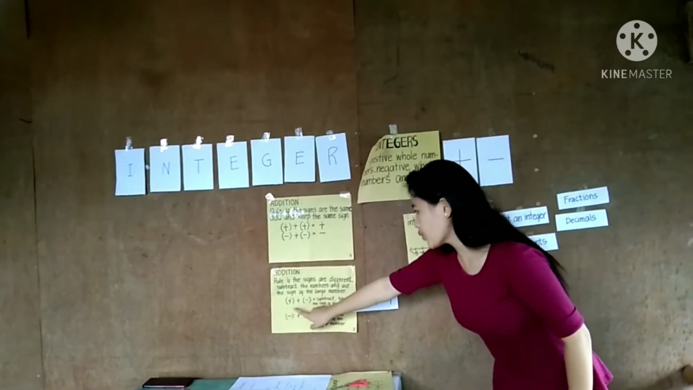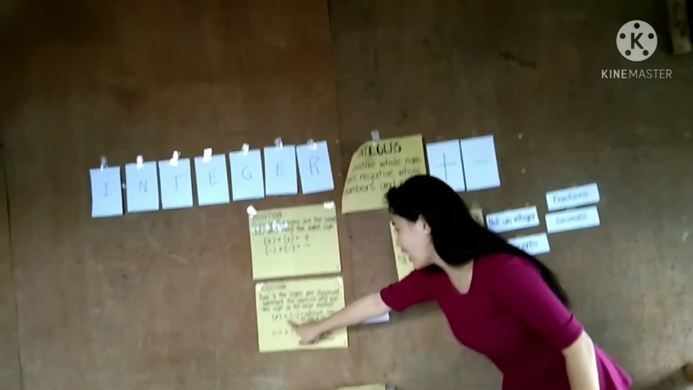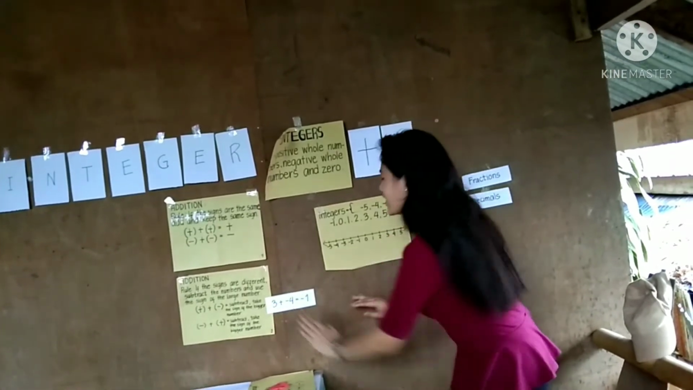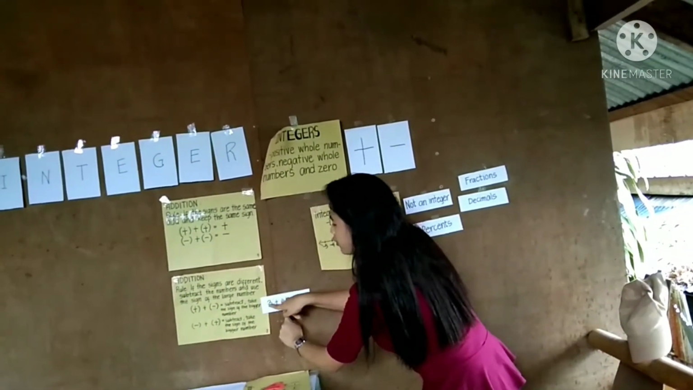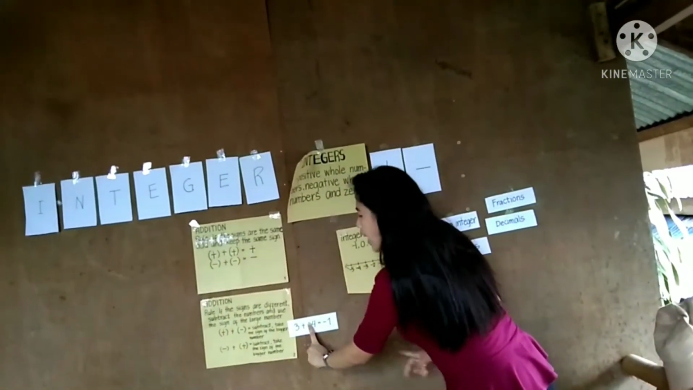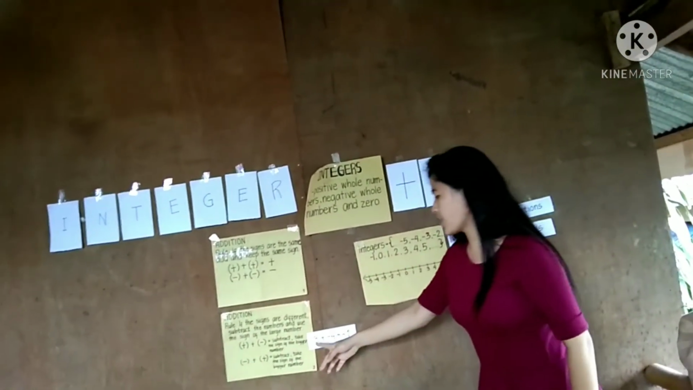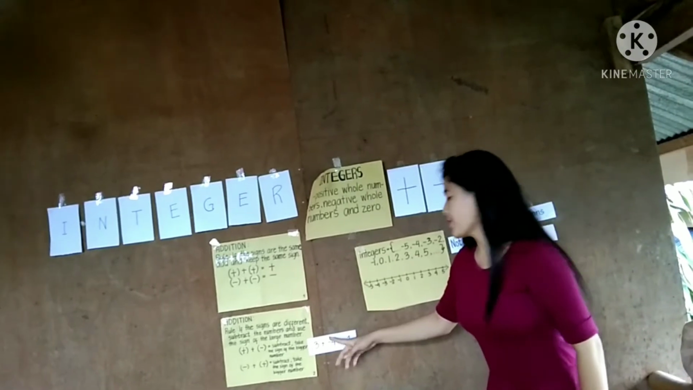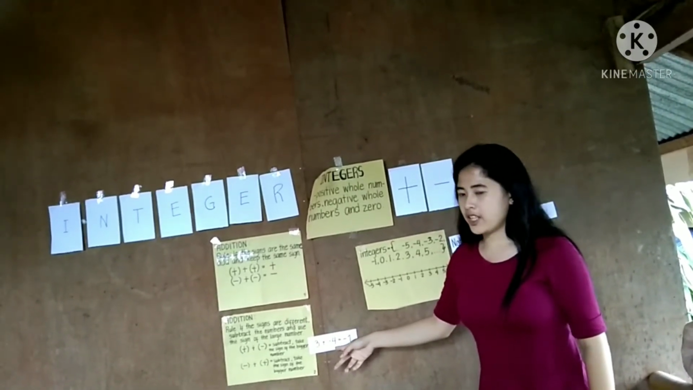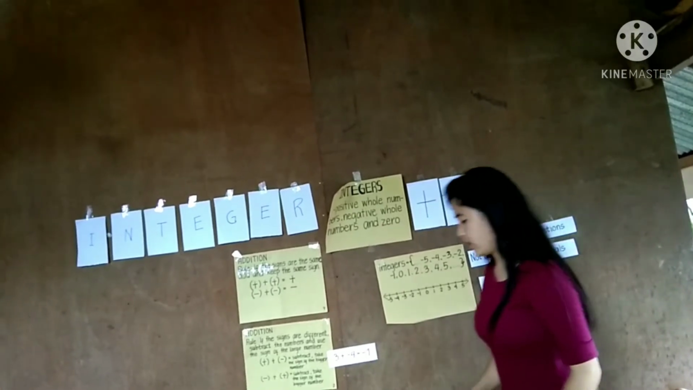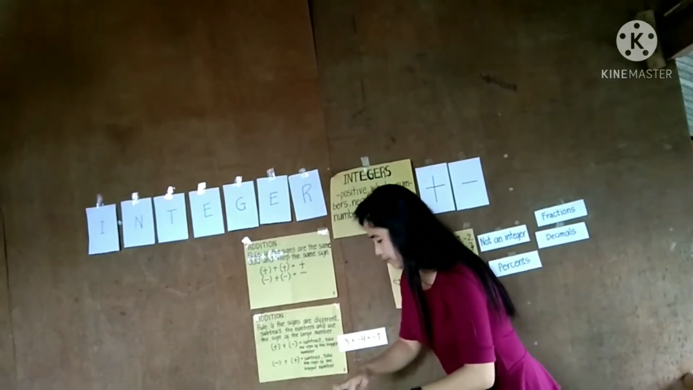Because the first one, kung positive plus negative, isubtract nimo. So, 4 minus 3. Dili sa panahon na to ang sign ha. 4 minus 3, 1. Then, take the sign of the bigger number. Unsa may dako? Si 3 or si 4? Si 4. Unsay sign ni 4? Negative. Negative 1. So, the answer is negative 1.